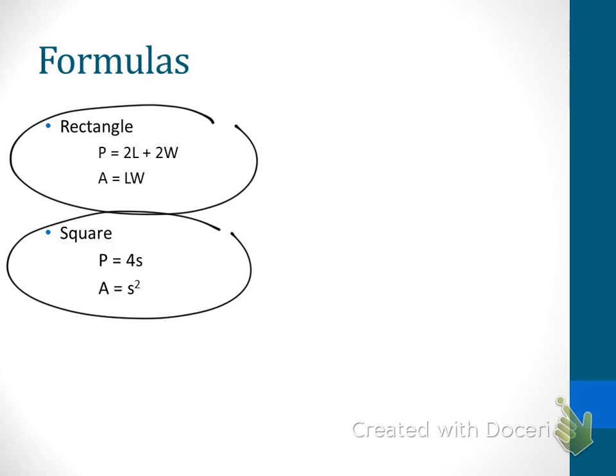Now let me ask you this. How do you know the difference between a rectangle and a square? How do you know which one to use? Dylan? Squares are all even. Very good. All of the sides of a square have the same measurement. So if you see a measurement for the length and a measurement for the width, is that a square? No, that's a rectangle because there's two different measurements for the length and the width. A square has all four sides equal. Take a minute to go ahead and write those formulas.